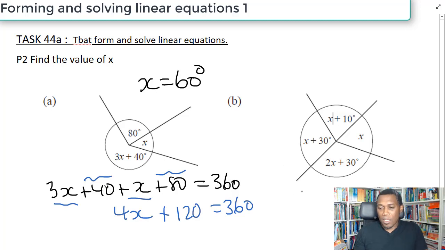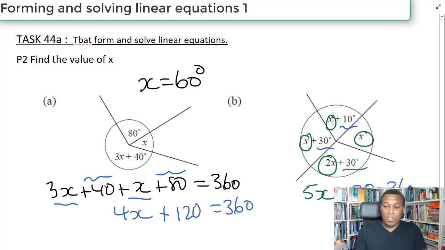For the second one, part B, I'll do this slightly differently. I won't write down the expression, but I'll do the addition. I have x plus 2x, which is 3x, and another x, 4x, and another one, 5x. So we have 5x, and let me just make sure, yes, it is all addition. So in terms of the numbers, we have 10 and 30, 40, and 30, 70. So 5x plus 70 is 360 degrees.